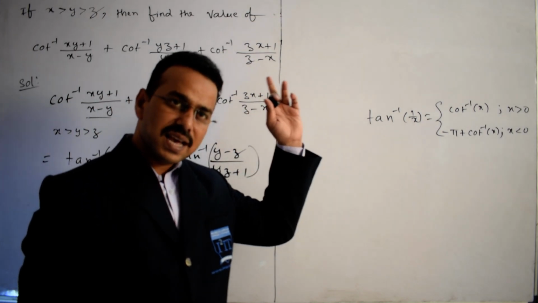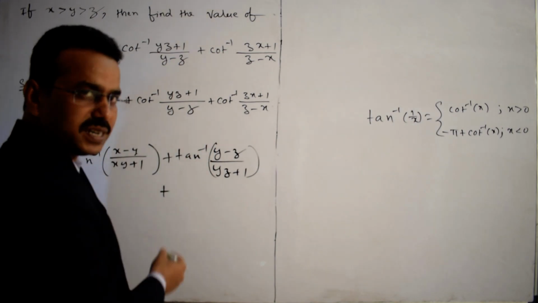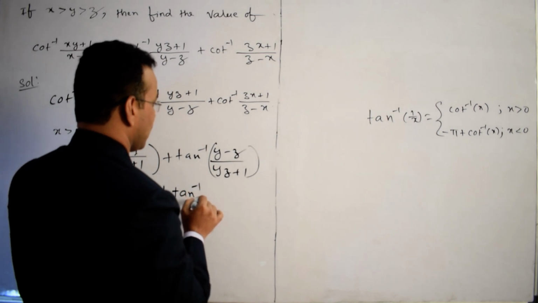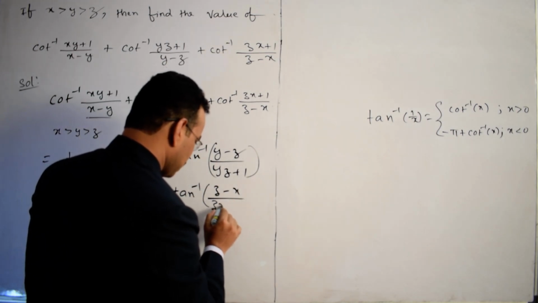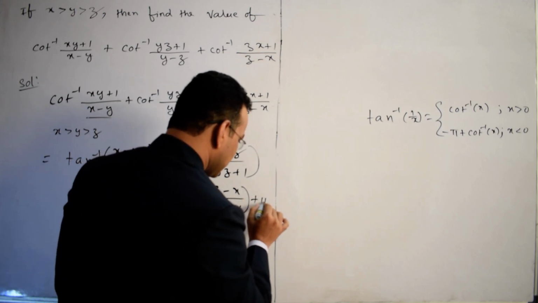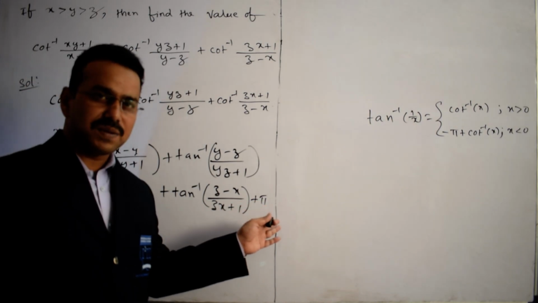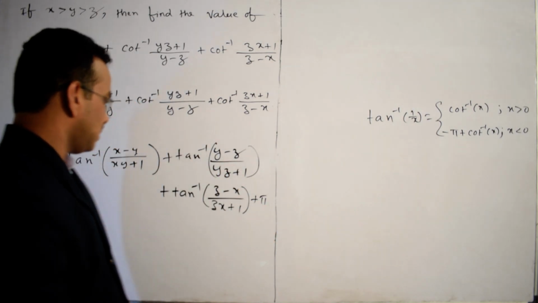At the same time there is a plus pi. Let me write that also. Here directly I am writing it instead of writing one more step: tan inverse of (z - x)/(zx + 1), plus pi is there, keep in mind. Why? Because I took minus pi and at the same time added one more pi. Then the expression is balanced.